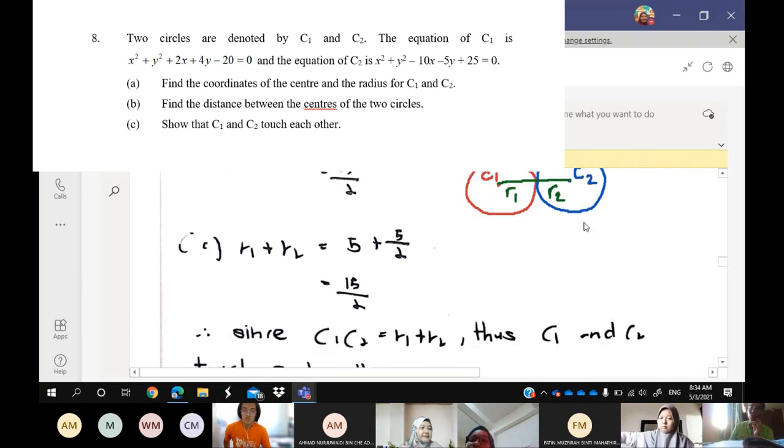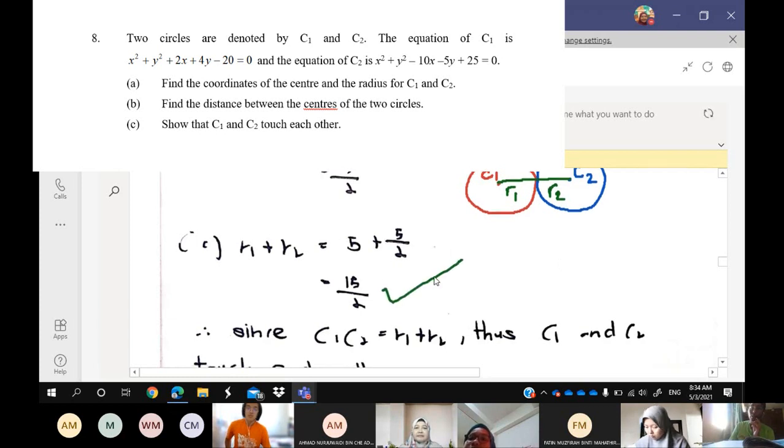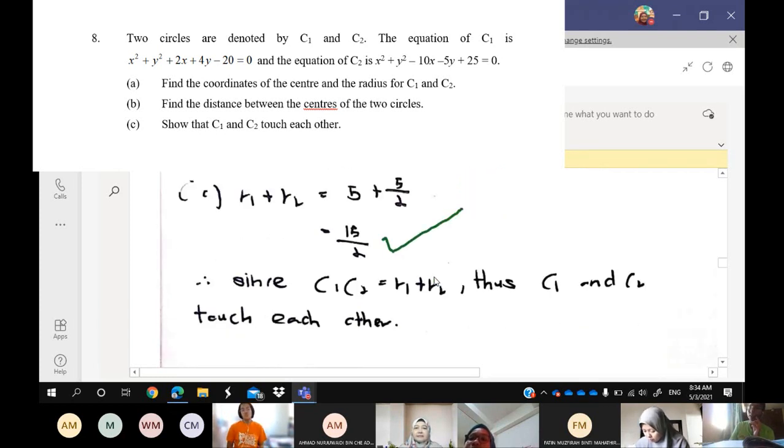For part C, we need to show that C1 and C2 touch each other. So we add R1 plus R2, and we get 15/2. Since the distance between C1 and C2 equals R1 plus R2, C1 and C2 touch each other.